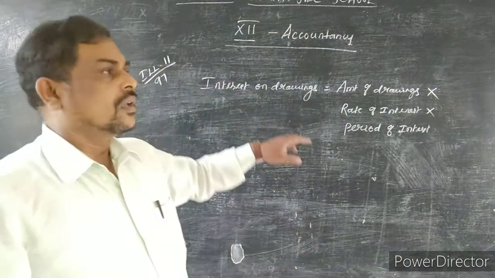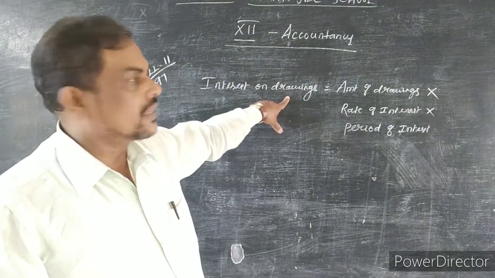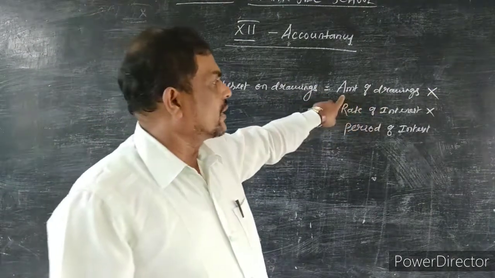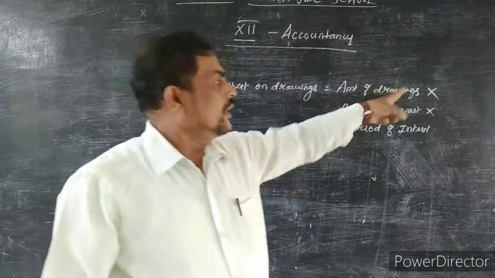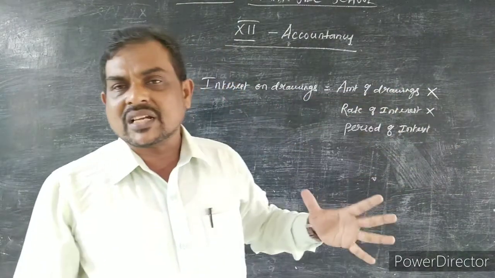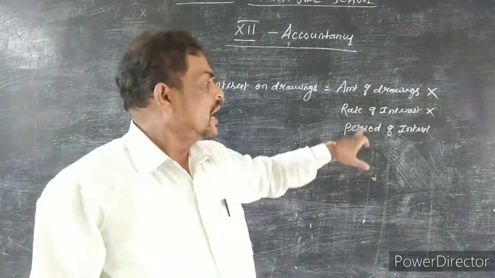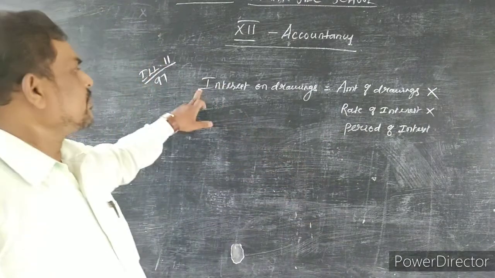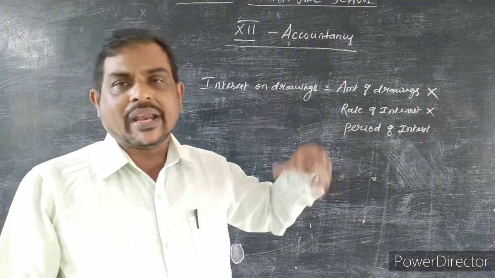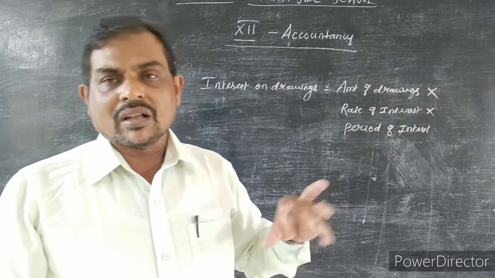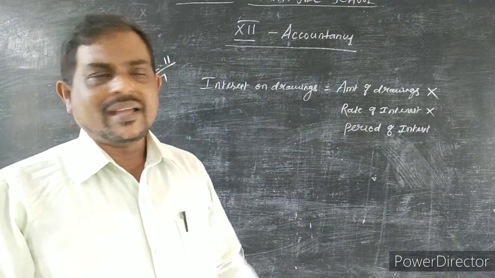Listen, my dear students, while we calculate interest on drawings under the direct method, the formula is amount of drawings, that is how much amount he has taken from the business, into rate of interest. What is the percentage of interest they have to give to the firm? That is the rate of interest. And the period of interest is from the date they took the amount, 1st April, to the end of the year, 31st December or 31st March. So that period we have to put last.